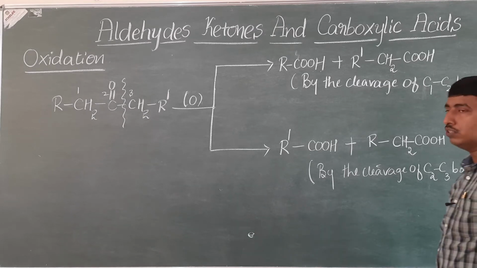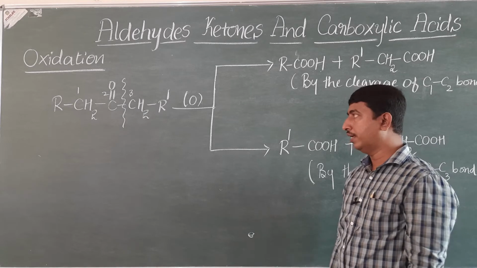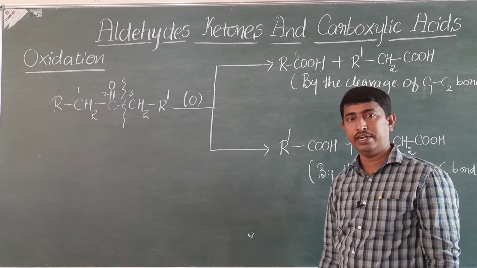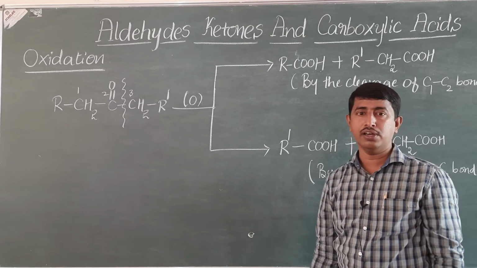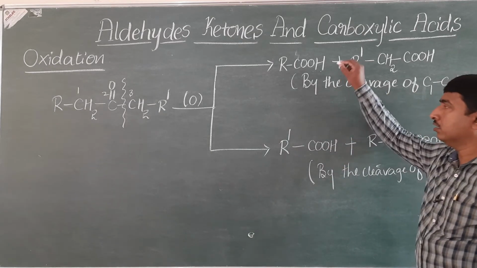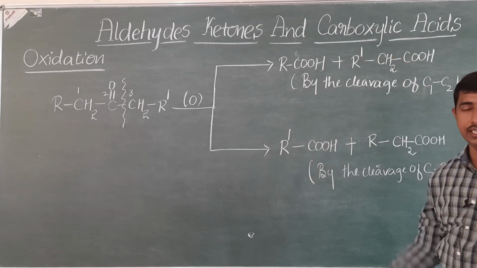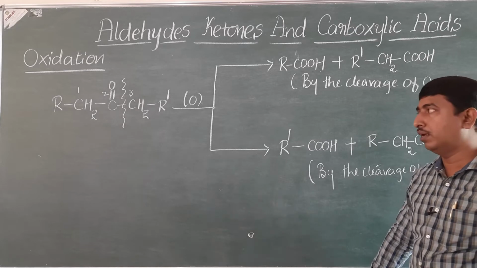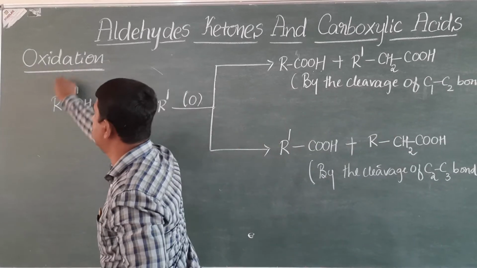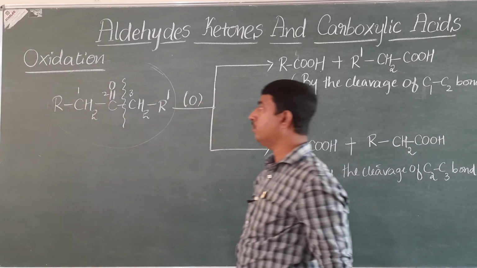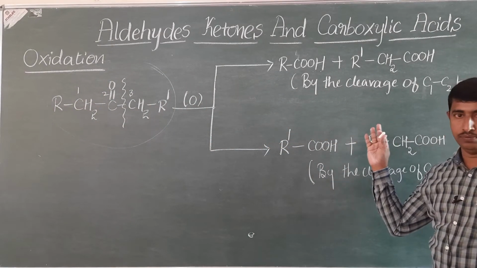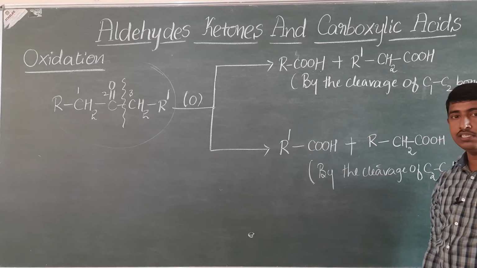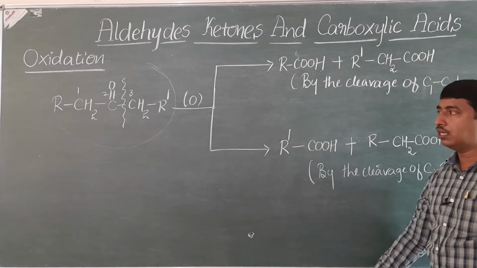So, this is about oxidation of ketones. Oxidation of ketone involves cleavage of the carbon-carbon bond at a higher temperature, forming a mixture of carboxylic acids having a lesser number of carbon atoms than the parent ketone. This is the parent ketone. So, the number of carbon atoms will be reduced during the oxidation. This is due to cleavage of the carbon-carbon bond.